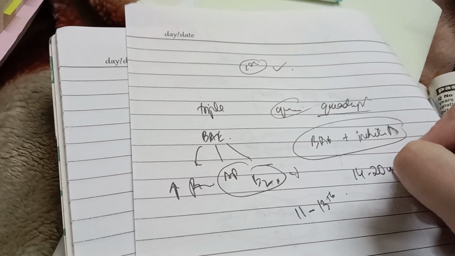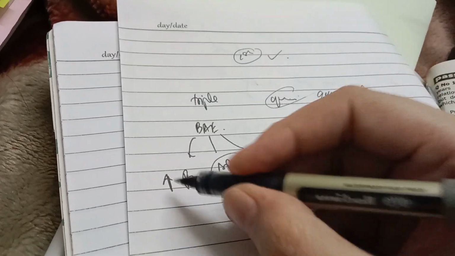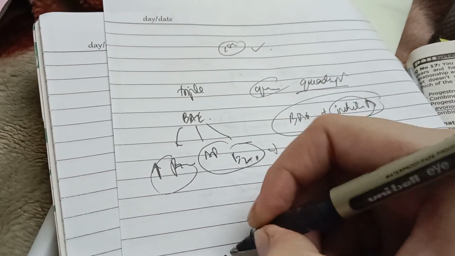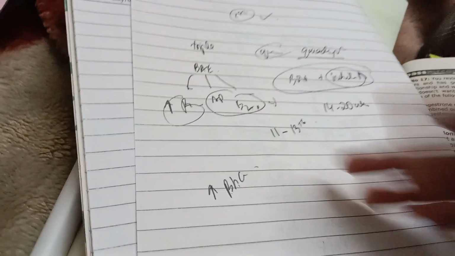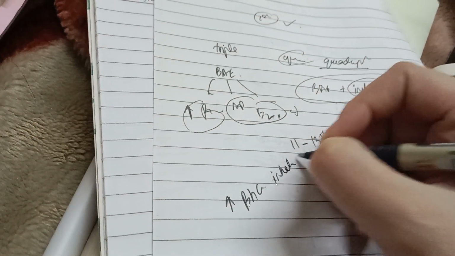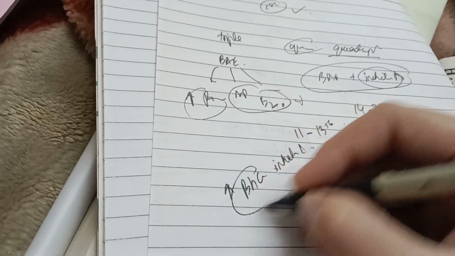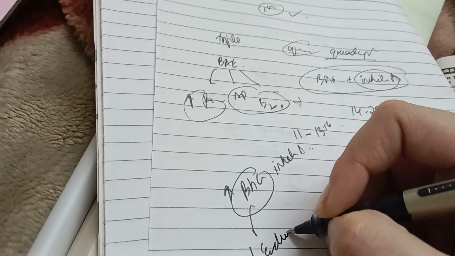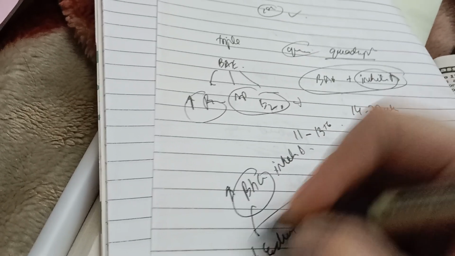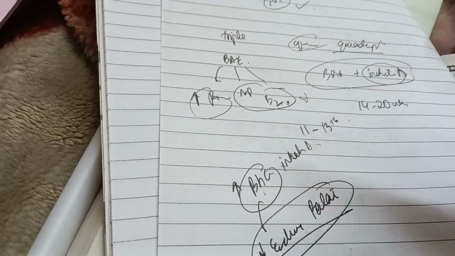What is the time period for the quadruple test? 14 to 20 weeks. So inhibin A and beta HCG will be increased in Down syndrome, other markers will be decreased. And beta HCG will be decreased in Edwards and Patau syndrome. In these 2 it will be decreased, in Down it will be increased.